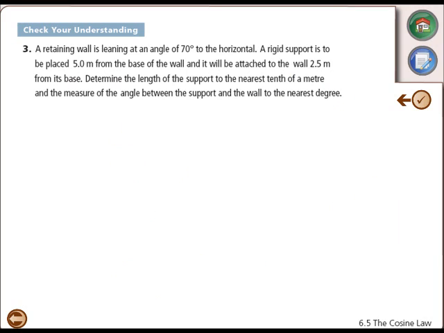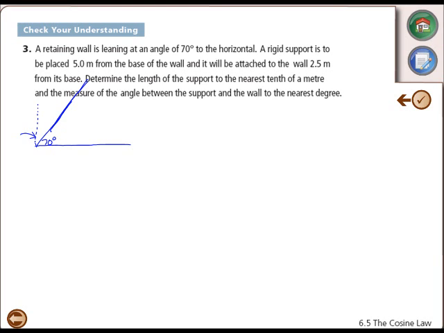Okay, word problem time. We got a retaining wall. It is leaning at an angle of 70 degrees to the horizontal. So let's start looking at this. This is where the wall is supposed to be, but all of a sudden, whoop, it falls over. And we've got 70 degrees to the horizontal, so it's inside there. So there's our retaining wall sitting there.